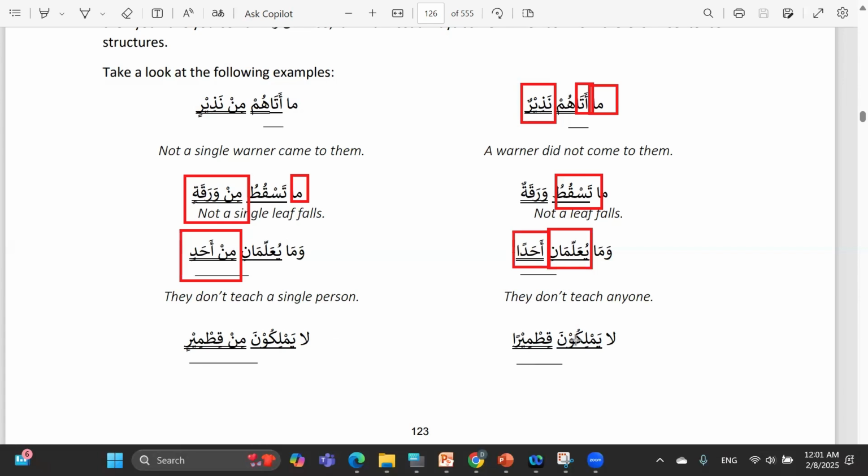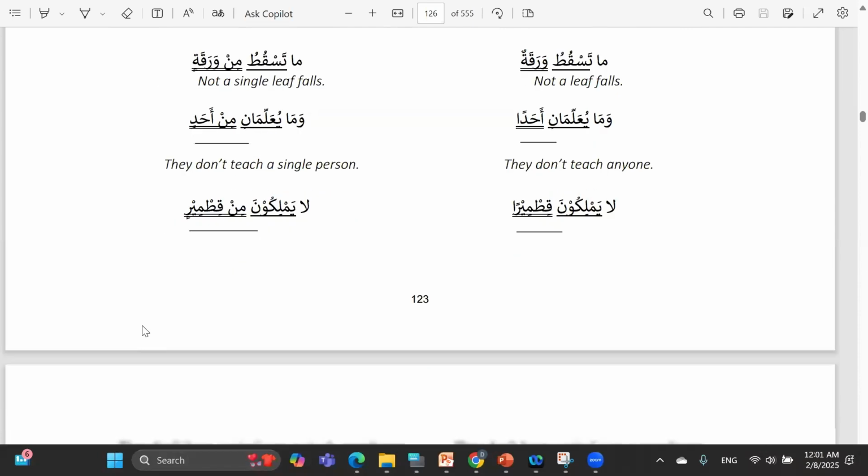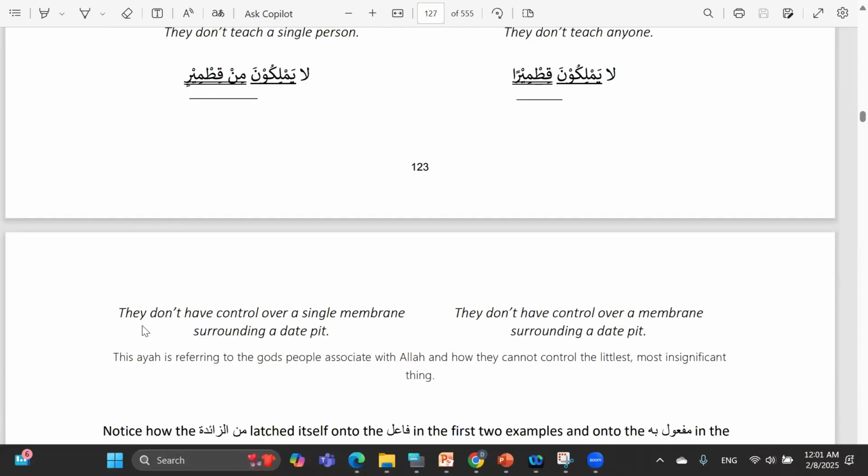Okay. This example is la yamlikuna qitmiran. Actually, in Quran, it is ma yamlikuna min qitmirin. Okay, so they don't even possess the covering on the seeds of the date pit. There's a covering, a thin membrane on the date pit.